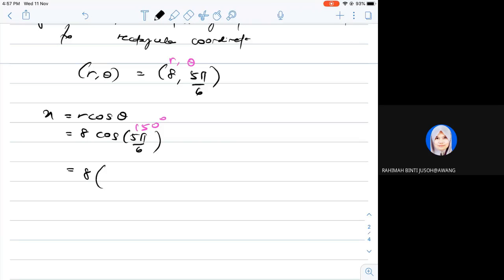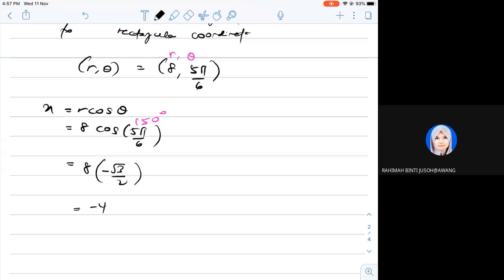So what's the answer here? You should get negative square root 3 over 2, right? Correct? Negative 4 square root 3. So we will have negative 4 square root 3 like this.